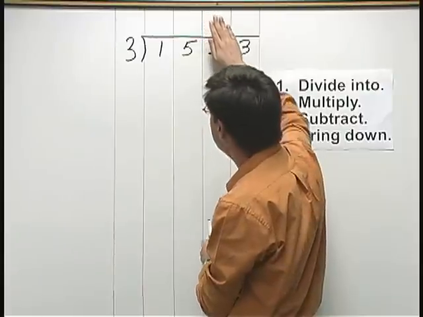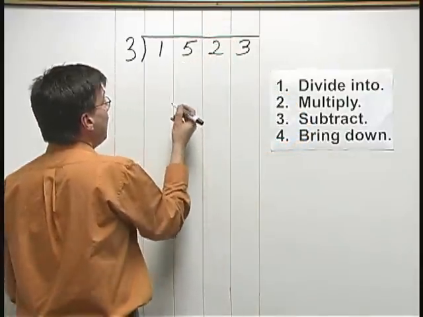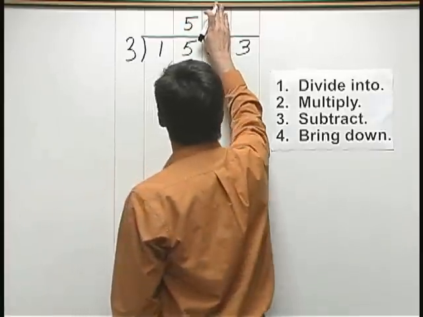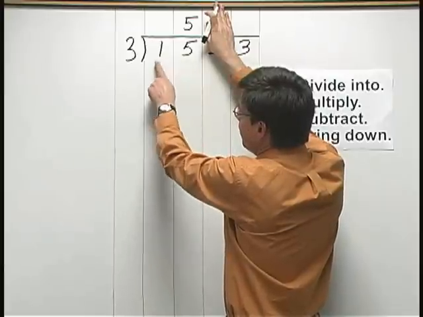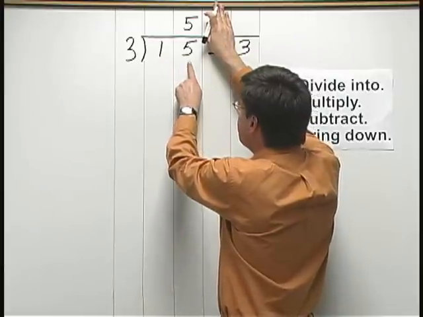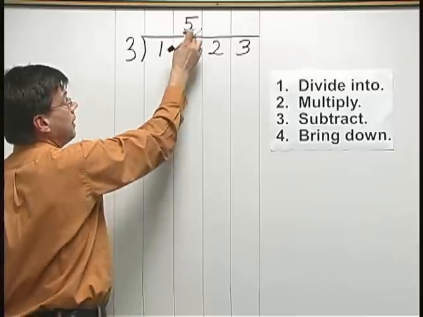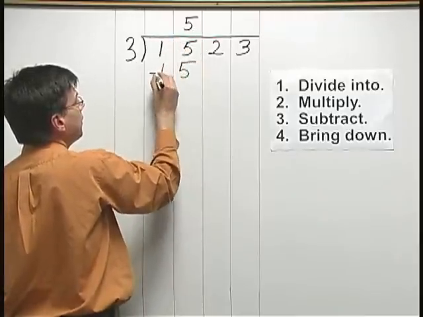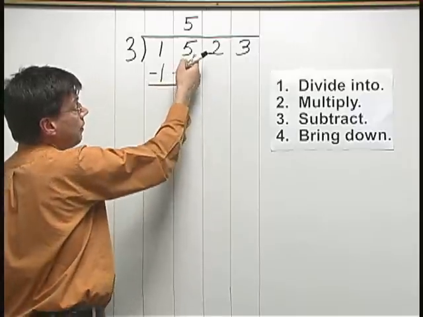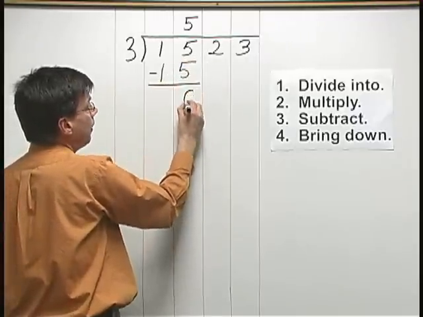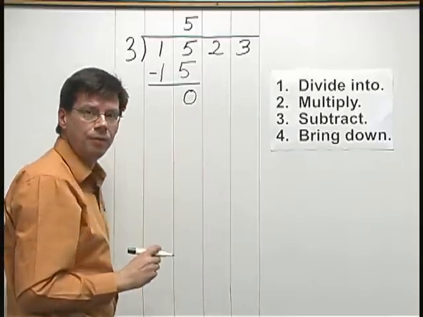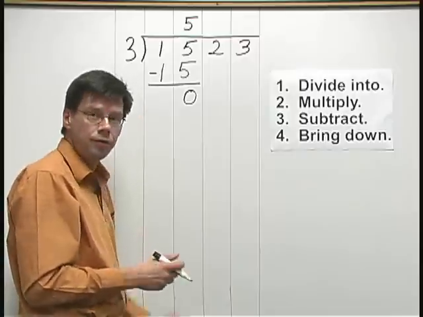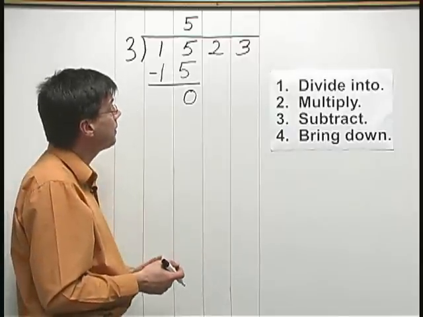3 goes into 15 5 times. The 5, I write directly above this 5. I write it above the right end of the numbers that I'm working with right now. That's my goes into step. Next, I multiply. 5 times 3 is 15. And next I subtract, 15 minus 15 is 0. This 0, by the way, represents how we ran out of hundreds when we were distributing them to the 3 trays.